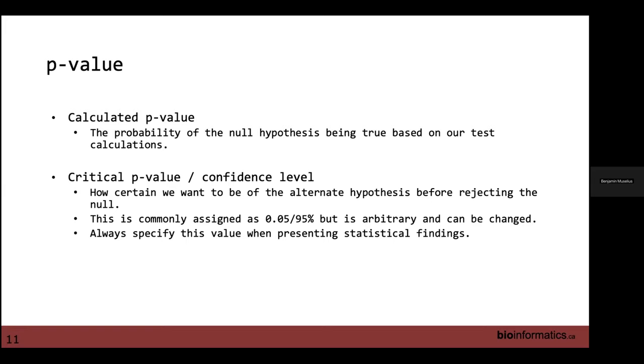The second kind of p-value you might hear is the critical p-value or confidence level. Again, this is generally 0.05. This is how confident we say that we want to be in doing the test to say that there is an effect or that things belong to two separate populations, whatever the alternate hypothesis of the test is.